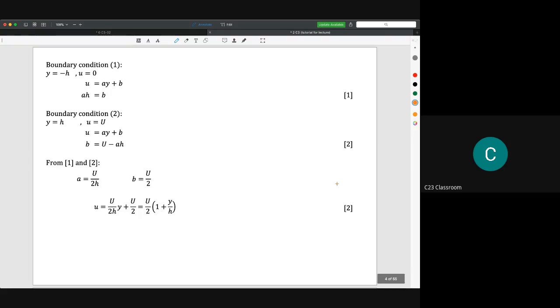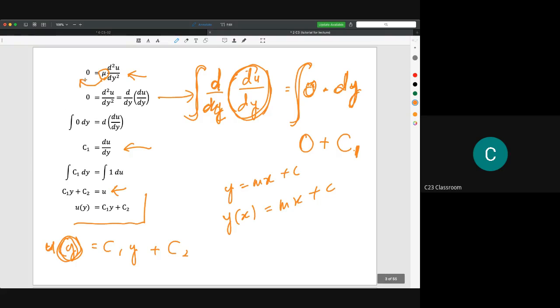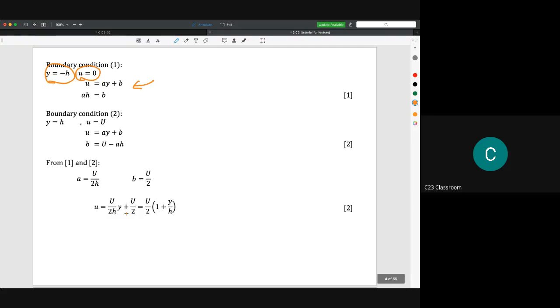And then what we need to do is substitute the boundary conditions. We have y equal to minus h and u equal to 0. Let's say we have C1 and C2 here, but this is my typo, I just used A y plus B. So you have A h equal to B here, and then we can substitute the value of B with A h.